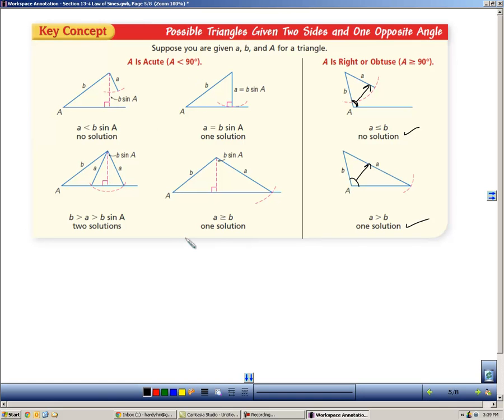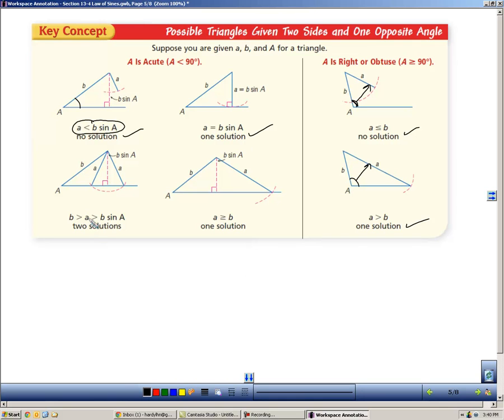There are 4 possibilities. So in this case, the angle is smaller than 90. What you want to do is compare the opposite side to this value b sine A. And that b sine A is kind of an important value that you're going to calculate. And if the side you're given that's opposite the angle is smaller than b sine A, you say that there's no solution. If the side that you're given equals b sine A, you know it's this triangle, so there's one solution.